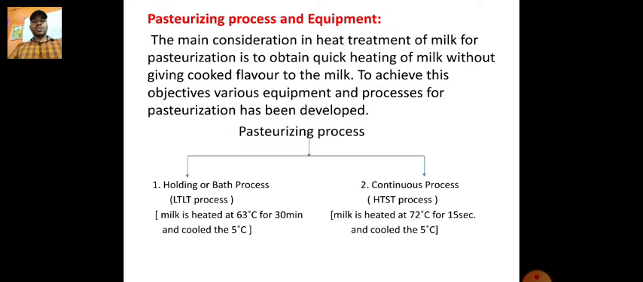Holding bath process, also known as LT process: in this condition, milk is heated at 63 degrees Celsius for 30 minutes and cooled at 5 degrees Celsius. And the second, continuous process, we also call it the HT process. In that, milk is heated at 72 degrees Celsius for 15 seconds and cooled at 5 degrees Celsius.